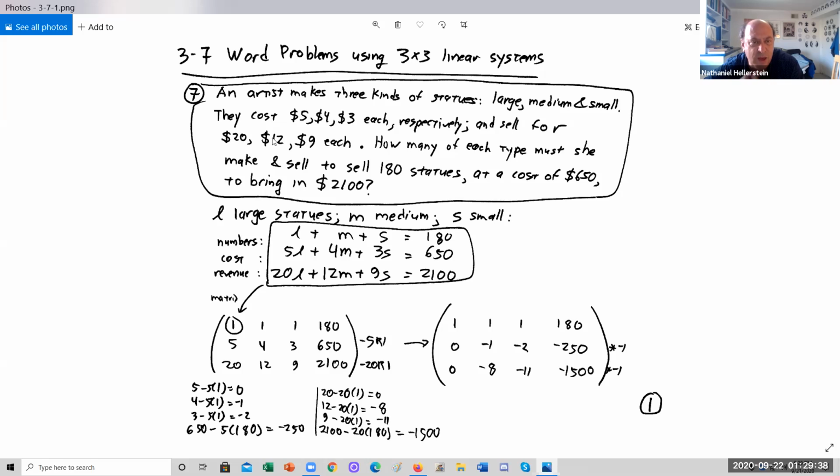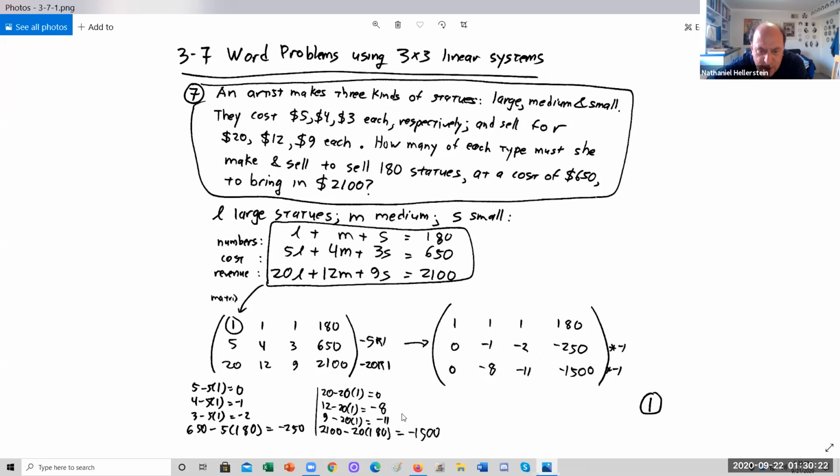Now, the statues cost $5, $4, and $3 each, respectively. So the cost of the large statues is 5L, of the medium statues is 4M, and of the small statues is 3S. These add up to the total cost of $650, this equation here. And then the artist sells them. The large statues for $20 each, so 20L revenue there. 12 for each medium, so 12M is the revenue for the mediums, and 9 times S is the revenue for the small. And these add up to the total revenue of $2,100, like this.